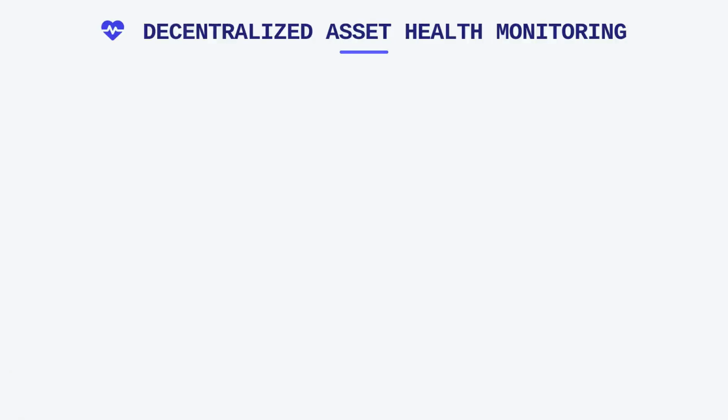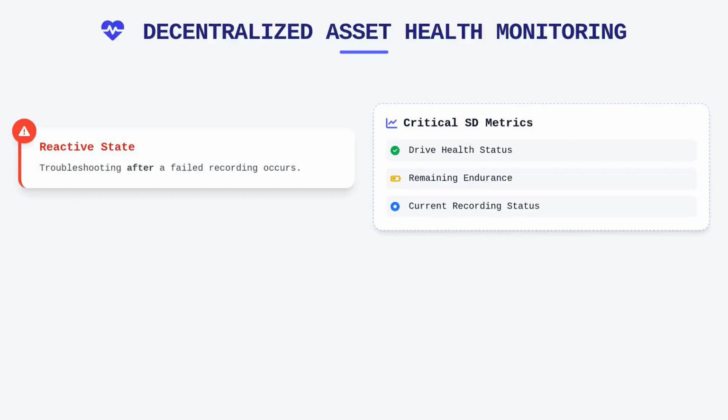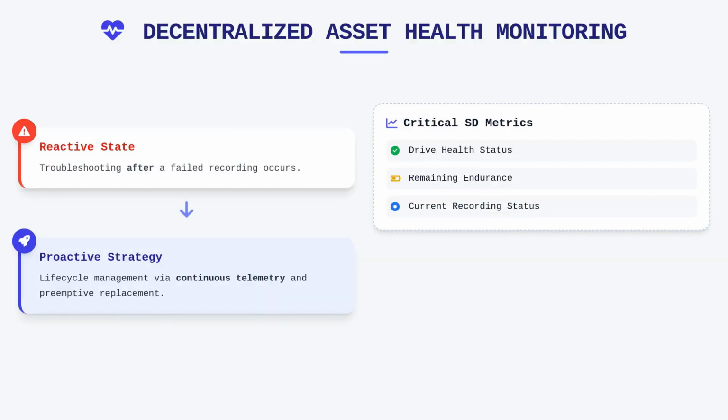Effective health monitoring of these decentralized assets is an often overlooked aspect of system administration. Integrators should regularly query the internal status of the SD cards, which report metrics such as drive health, remaining endurance, and current recording status, to preemptively identify hardware approaching its end of life. By incorporating this telemetry into our routine maintenance, we shift from a reactive state of troubleshooting after a failed recording to a proactive lifecycle management strategy.